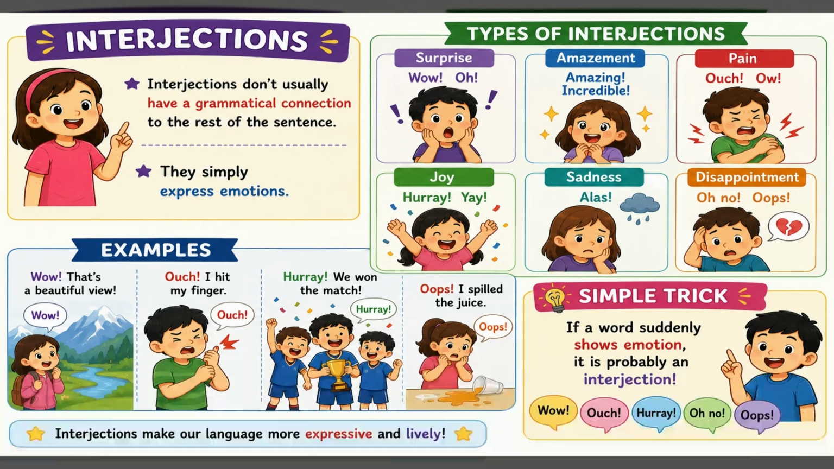So, here's a very simple trick to remember an interjection. If a word or short expression suddenly shows a strong feeling or reaction, it is likely to be an interjection. Think of it this way: interjections are the emotion words of English. They allow us to show our feelings quickly and naturally, whether we are surprised, excited, happy, hurt, disappointed, or sad.